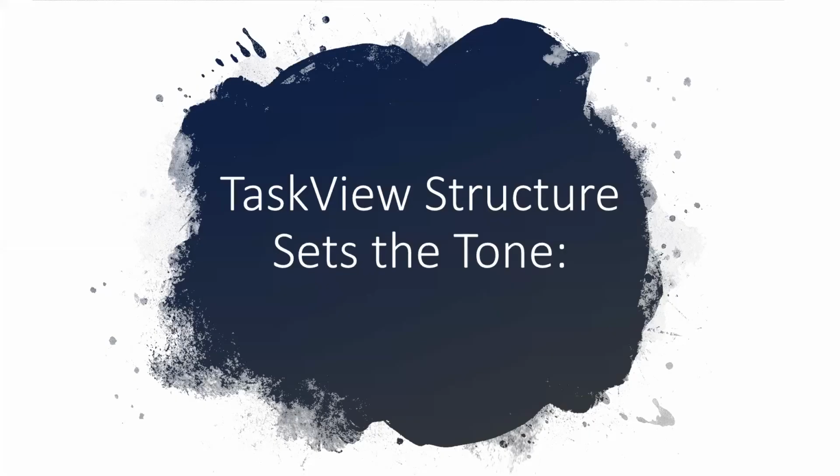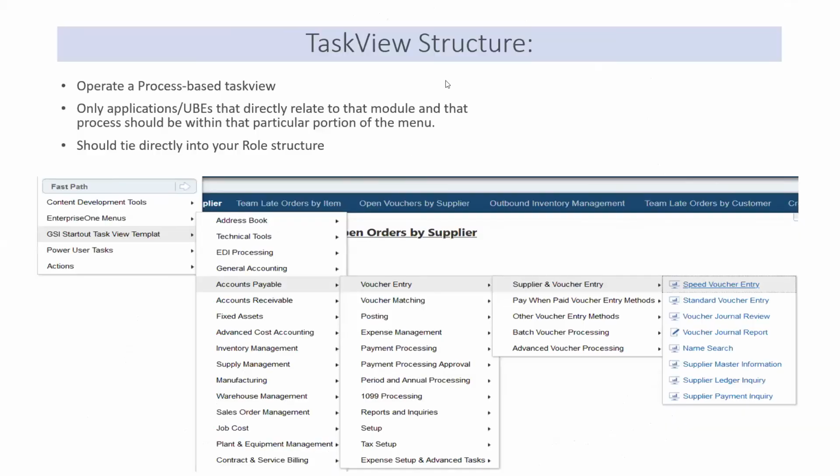But before we do that, we're going to get into the task view structure. Task view structure sets the tone in a best practice security model. What do I mean by that? I've used the word process-based a few times. So operate a process-based task view. If you operate the right task view, you have the ability, the luxury in my opinion, to create process-based roles. We'll get into those in a minute.